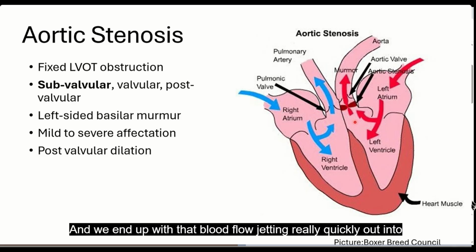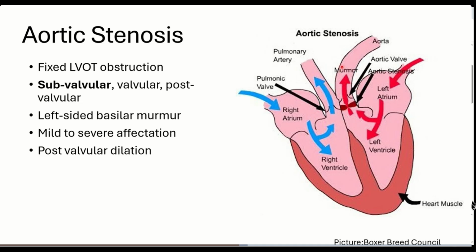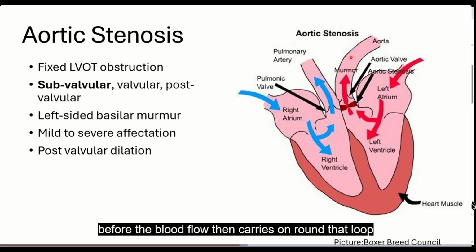And we end up with that blood flow jetting really quickly out into the aorta, and it hits the wall of the aorta and actually creates a post-stenotic dilation of the aorta there, before the blood flow then carries on round that loop of aorta and out to the rest of the body.